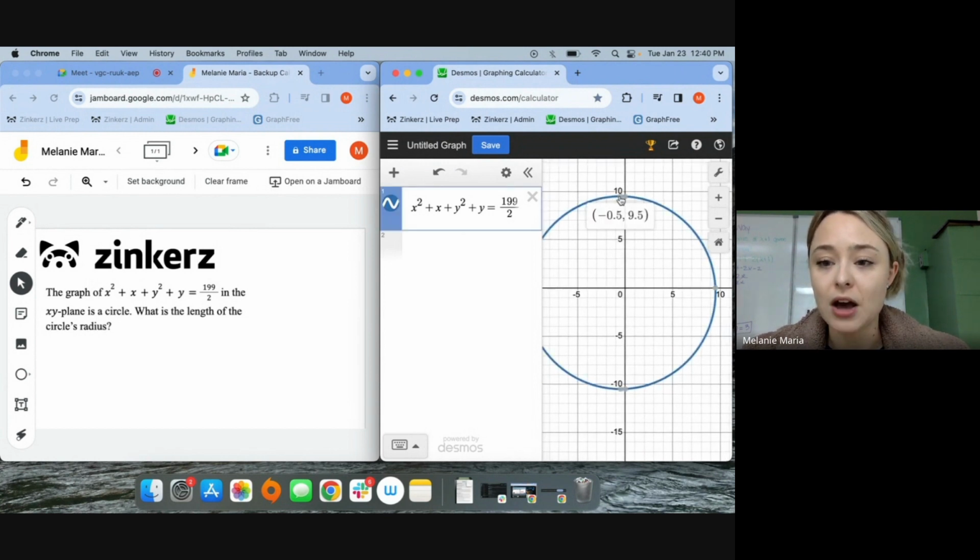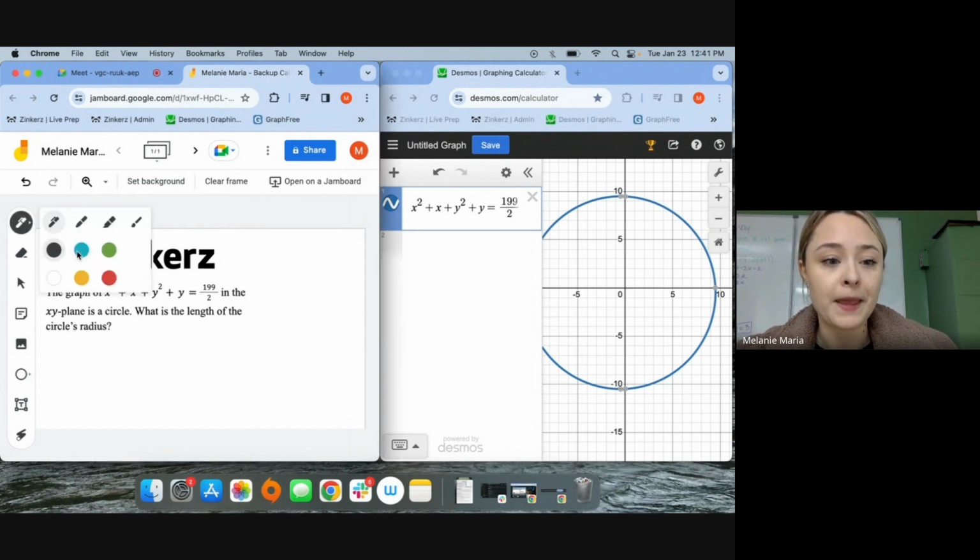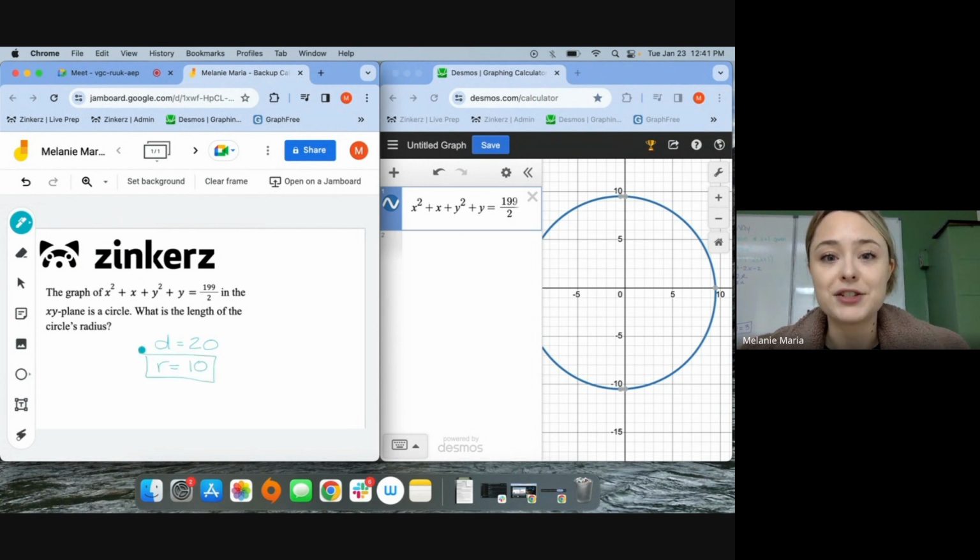I can find the other endpoints of my circle by just hovering over these points over here. So you can see now I'm focused on my y-axis. I have an endpoint at 9.5. And then if I go down here, another endpoint at negative 10.5. That's a total positive distance of 20, right? So I know that my diameter is equal to 20. Because my radius is just half of my diameter, I know that my radius must be 10. And that's all there is to it.